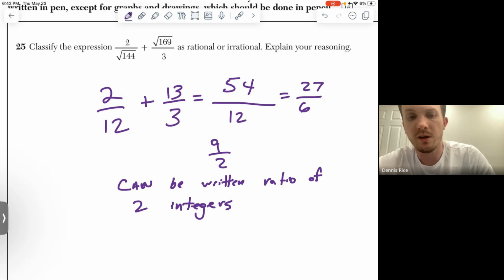You don't need to say repeating, you just say terminating. If it's irrational, you would need to say non-terminating, non-repeating. If you say terminating, it stops. It's kind of redundant to say repeating on top of that.